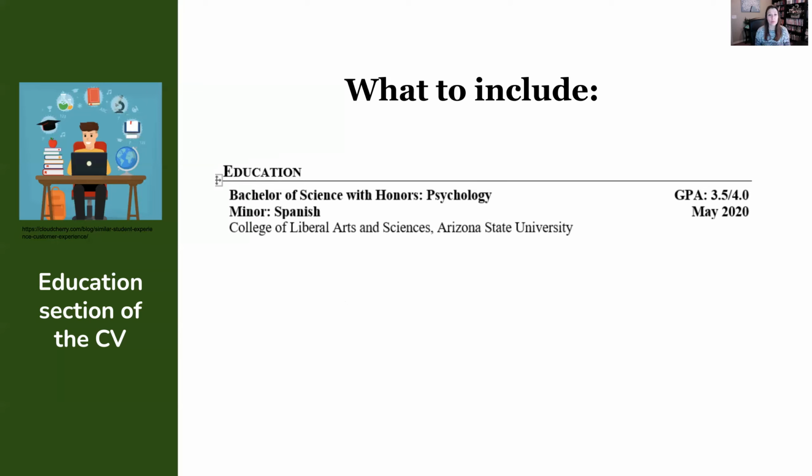So here's an example. We have education as the header. And then you can see they've listed Bachelor of Science with Honors, Psychology. So this is the degree. They listed a minor. And then College of Liberal Arts and Sciences, Arizona State University, everything spelled out. We don't want to make people guess what our acronyms mean. So we're not going to say ASU. We're not going to abbreviate any of these names. They need to be written out.